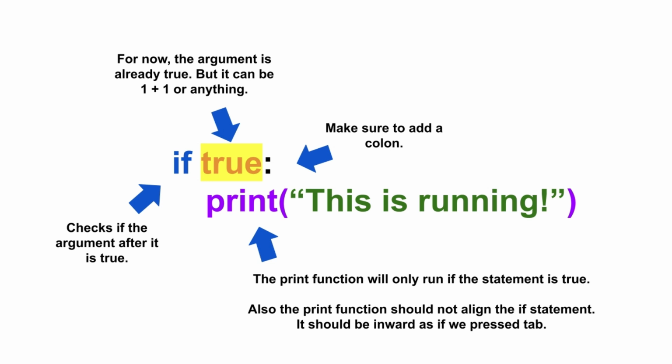After your argument, please make sure to write a colon. It is a must. Your program will not work without it. After the colon, go to the next line and write whatever you want. I will just write a print function. Notice how the print function is slightly inward, as if we press tab. It should be like that. It should not align with our if statement.